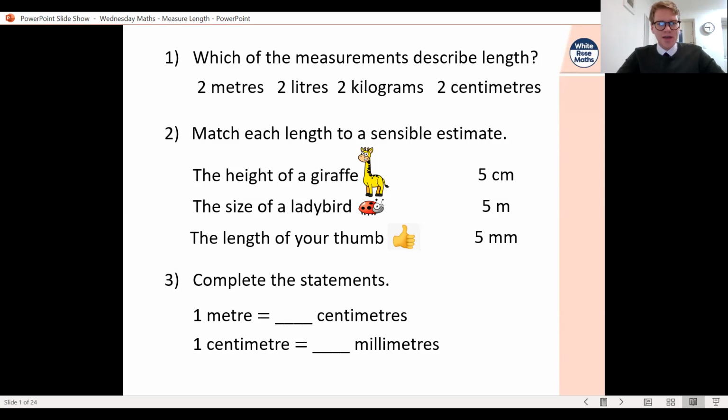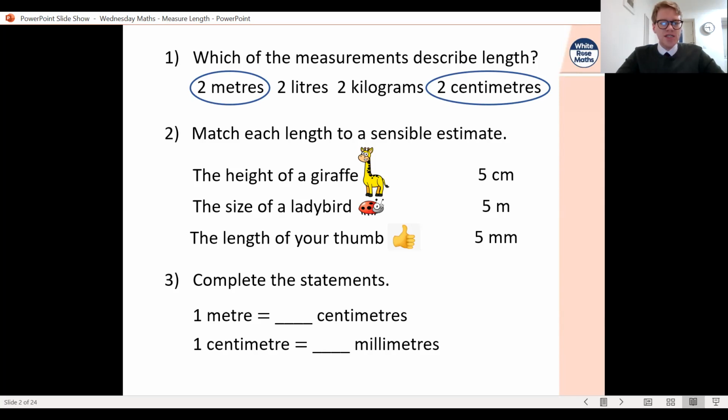Okay, so question 1 then, which of the measurements describe length? So hopefully you've remembered these from yesterday. We looked at meters yesterday and centimeters yesterday. Now, these other two measures are certainly units of measurement. 2 liters describes drinks or capacity, liquid, and 2 kilograms describes the weight of something. So that might be, for example, as part of a recipe.